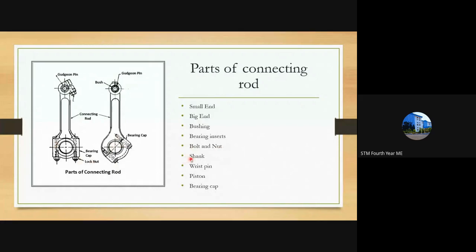So the shank is not shown here. We don't have to study about that. Then the wrist pin. There is a gudgeon pin that is shown here. Then the piston will be mounted on top of the small end.